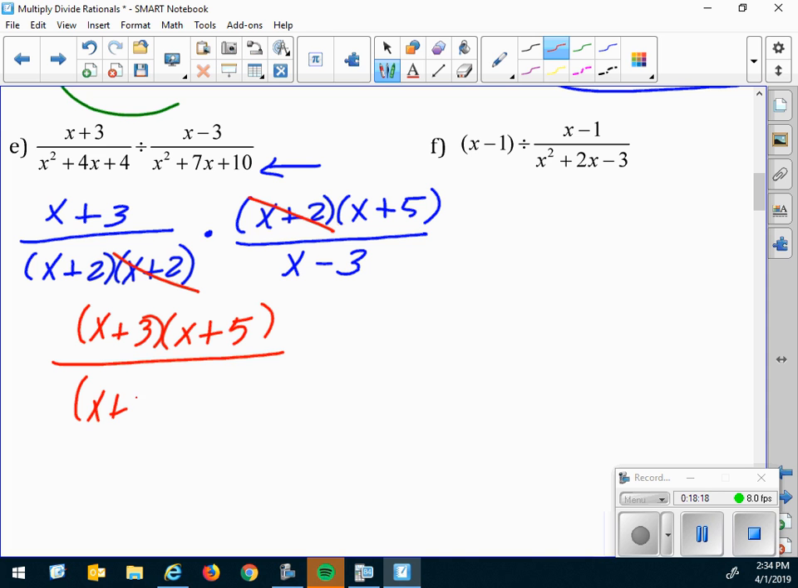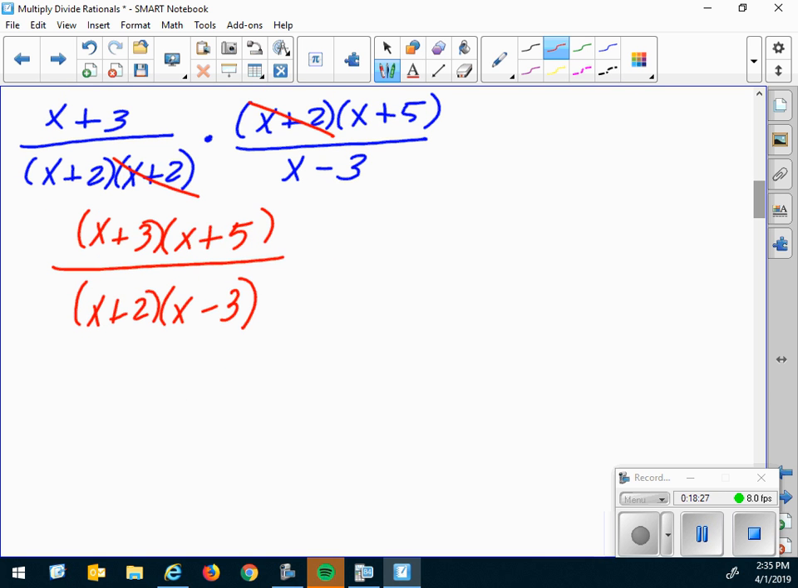X plus 2 times x minus 3. That is simplified. You want to FOIL it? Knock yourself out. I wouldn't. But that's just going to take me extra time that's not necessary. Then if you need to practice foiling, you FOIL them back and that'll be fine. Are there any x values that x cannot be? X cannot equal 3 or negative 2.